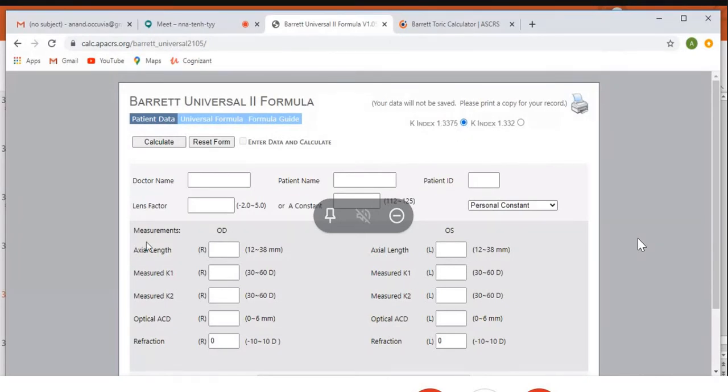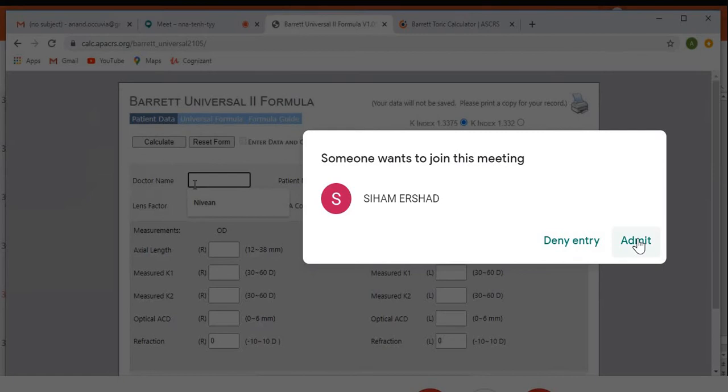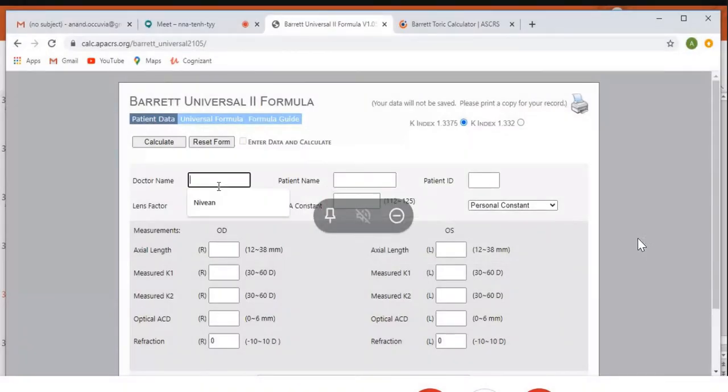So here you want to put in the doctor name and then the patient name. So here I will put Dr. Nivian's name, and then the patient name is Kablam. Patient ID, if you require, each and every hospital has a separate patient ID, you can put that. But for a Barrett formula, here comes the lens factor for each and every lens.